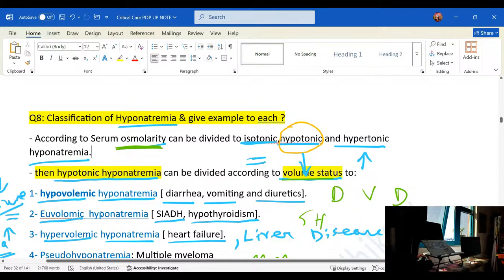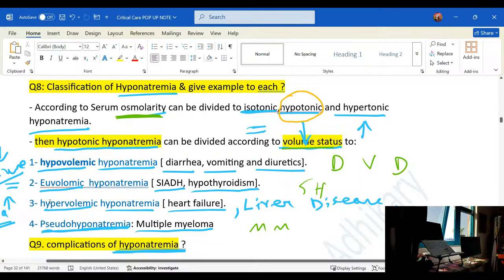Hypovolemic hyponatremia, like diarrhea, vomiting, diuretics. Euvolemic hyponatremia, SIADH and hypothyroidism. Hypervolemic hyponatremia due to heart failure, liver disease. And pseudohyponatremia, multiple myeloma.